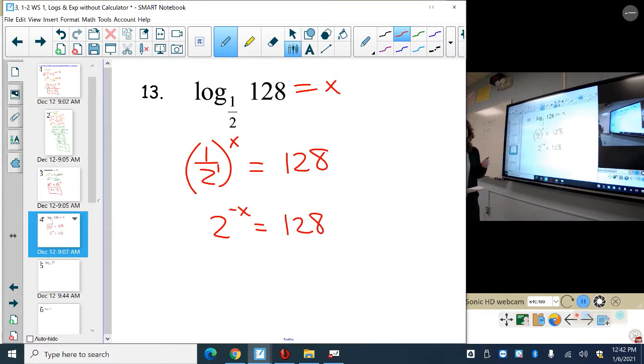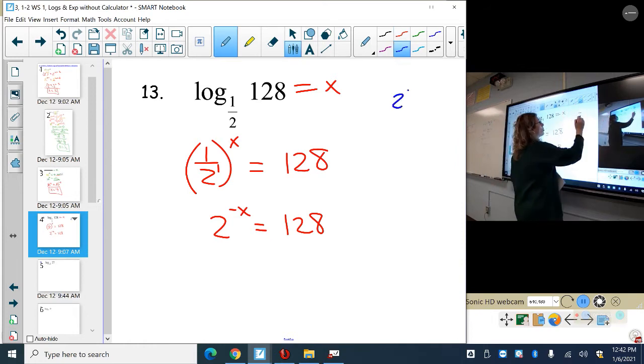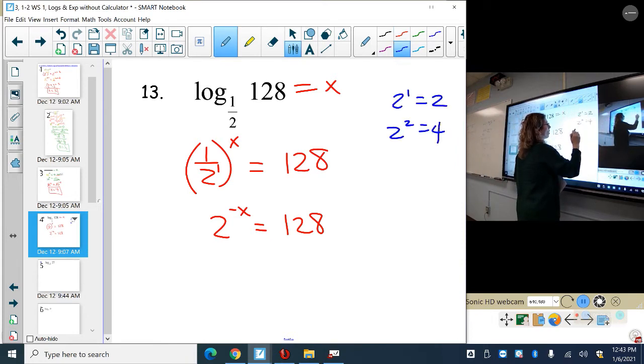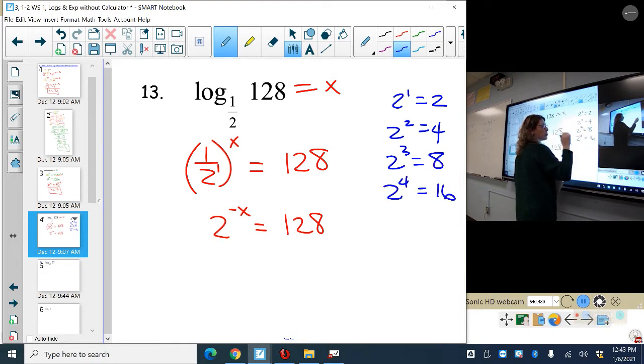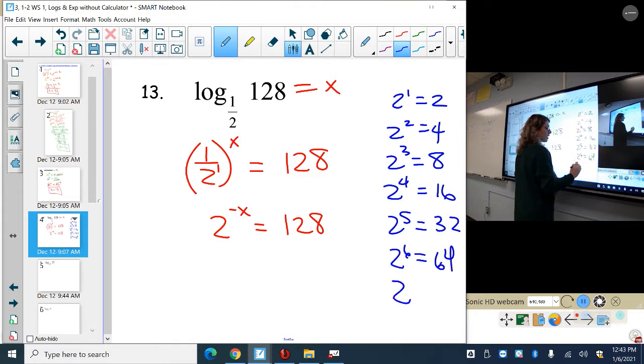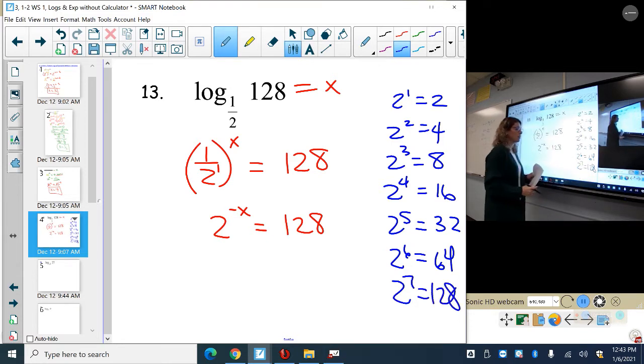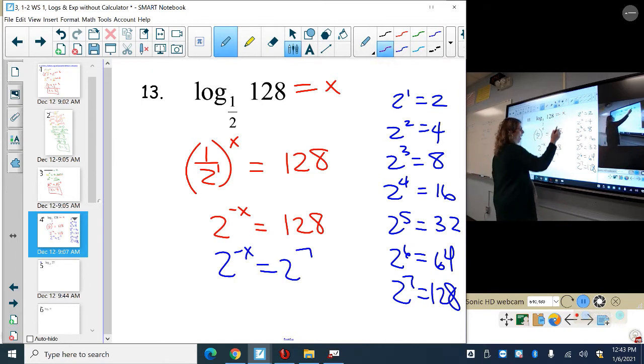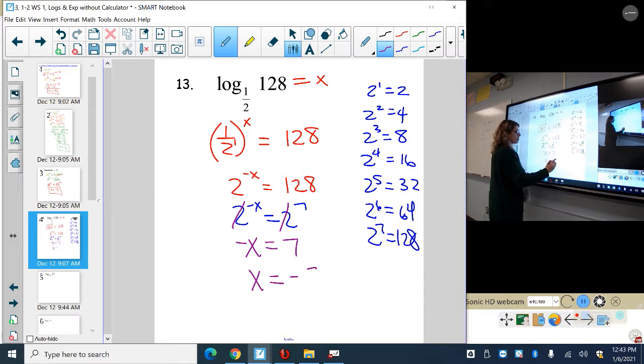I need to express 128 with a base of 2. 2 to the first is 2, 2 squared is 4, 2 cubed is going to be 8. 2 to the 4th is 16. How am I doing this so fast? 2 times 4 is 8, times 2 is 16, times 2 is 32, times 2 is 64, times 2 is 128. So what this means is 2 to the 7th power is 128. Cancel out your bases, so negative x is equal to 7, so x is equal to negative 7.